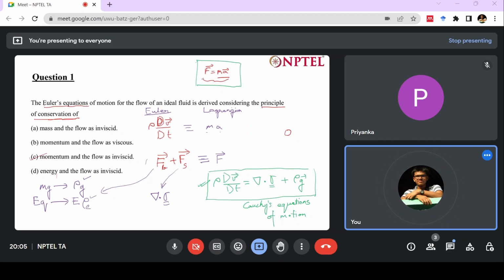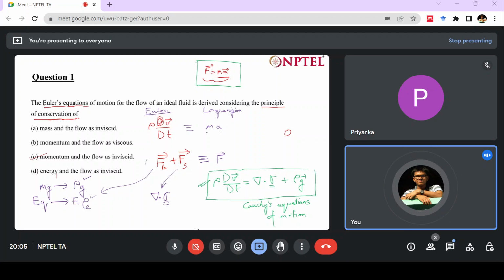What is F? We have two components: one is the body force component, one is the surface force component. The body force can be gravity, electrical forces, or any other forces. But we can simply convert it using this logic. Mg becomes rho g, and E times Q, where Q is charge, becomes E times rho E, where rho E is charge density. This way we can assign body forces in the Eulerian framework.